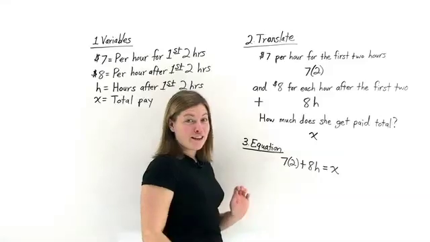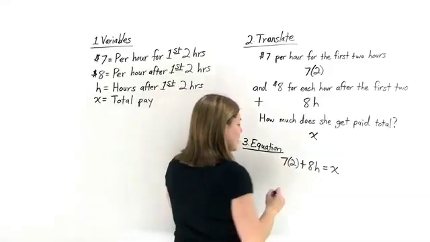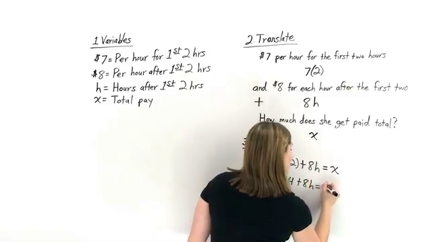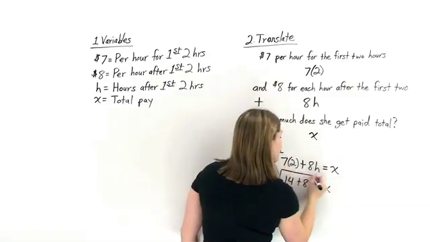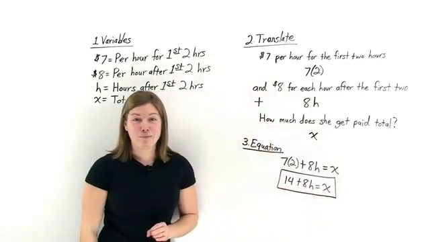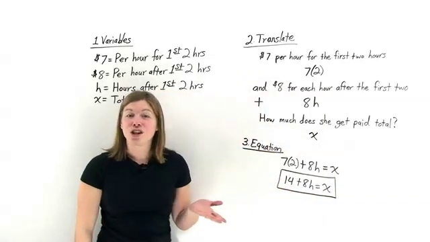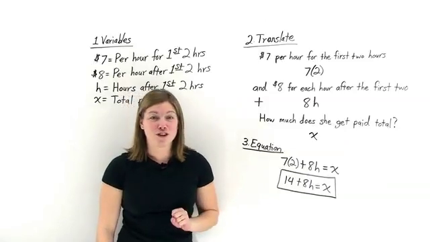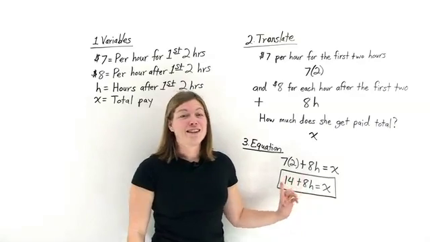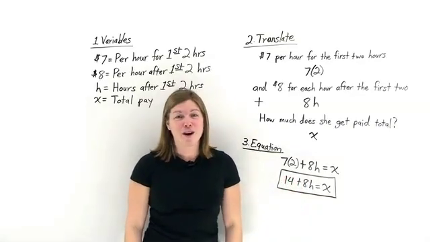Now we need to simplify this equation a bit. We need to take 7 times 2. If we take 7 times 2, we get 14. And now we have an equation that we can use to find the total amount that Mariana gets paid. If we know H, the number of hours she works after the first 2, we can plug that in for H into our equation and simplify to get the total amount that Mariana gets paid.